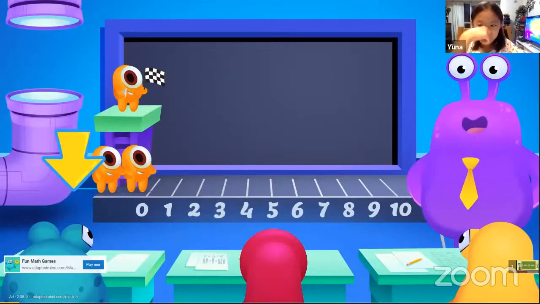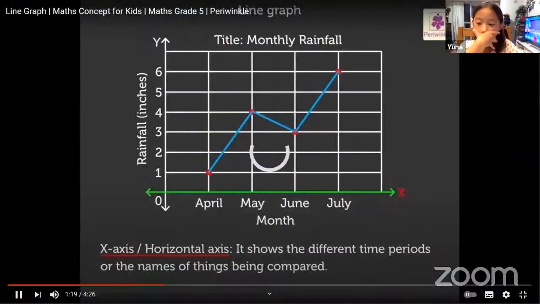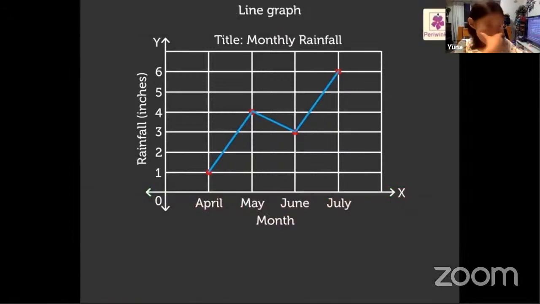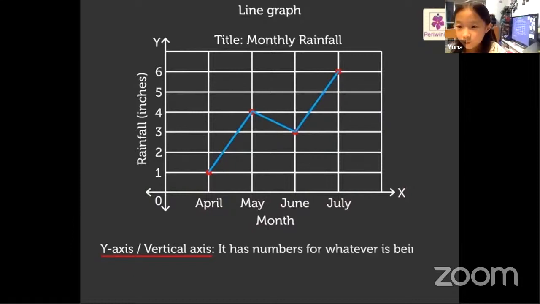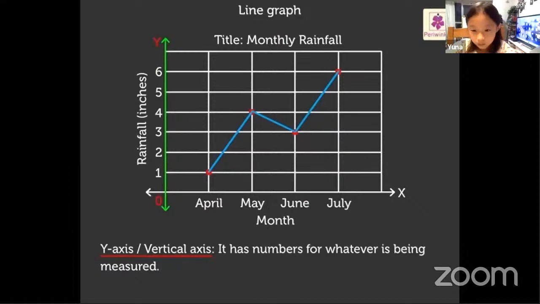of the months. Lastly, the y-axis or vertical axis. It has numbers for whatever is being measured. The y-axis usually starts at 0 and can be divided into as many equal parts as you want to. In the given line graph, the y-axis is measuring the amount of rainfall.